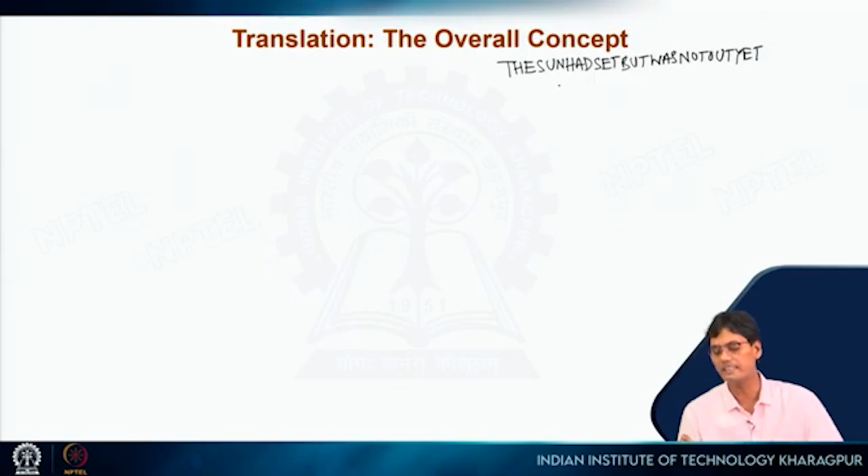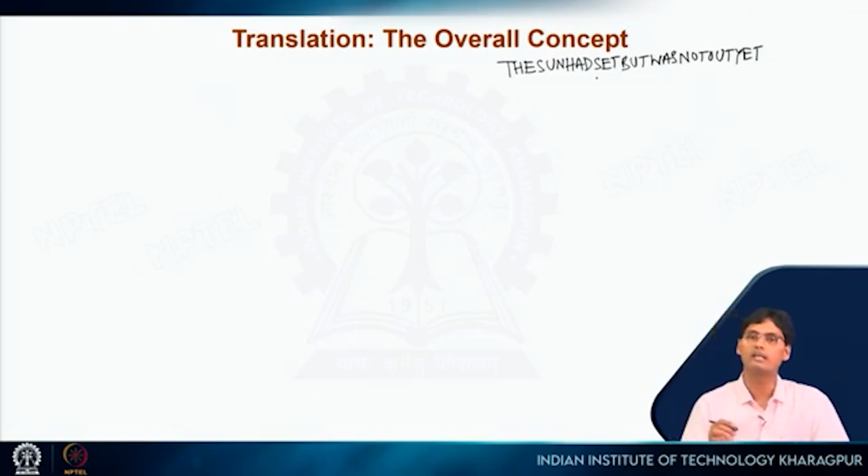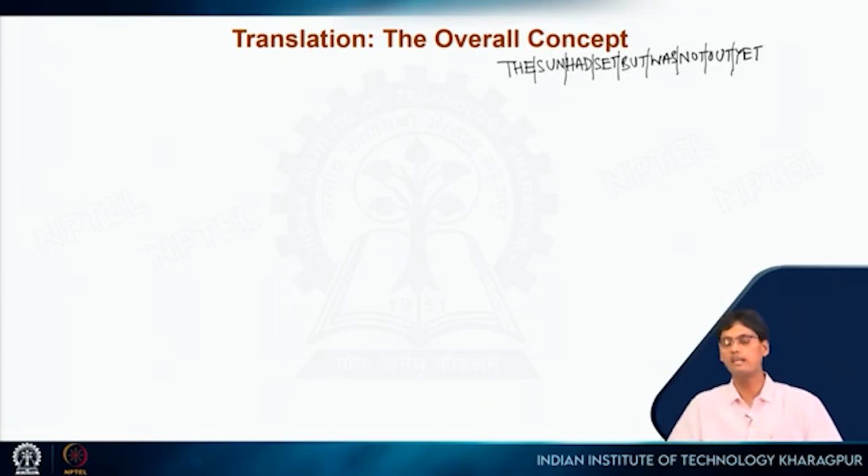So whatever is written here, if we know English, then we can try to read this. I intentionally didn't give any spaces, because in our gene, in our DNA, those nucleotides are present like that, continuously. So here if I just break them after every 3 letters, now we are getting some kind of meaning: the sun had set but was not out yet.